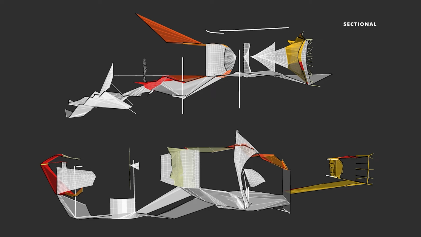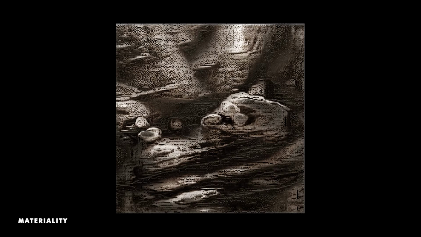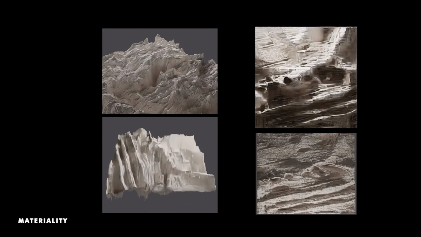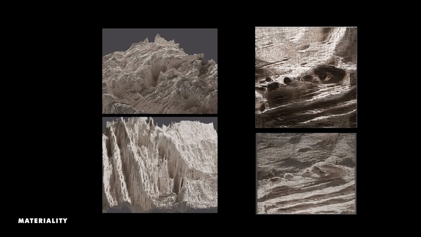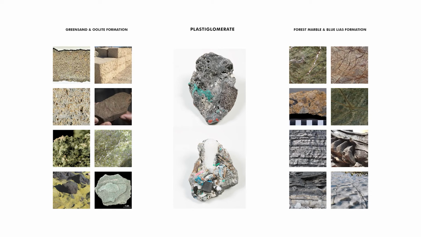Surface qualities reflect the rock properties by scaling up the microscopic surface qualities into the building scale using displacement maps generated from scientific papers, where they appear on the facades and walls. The materiality consists of stone, recycled plastics, and recycled aluminum pieces.